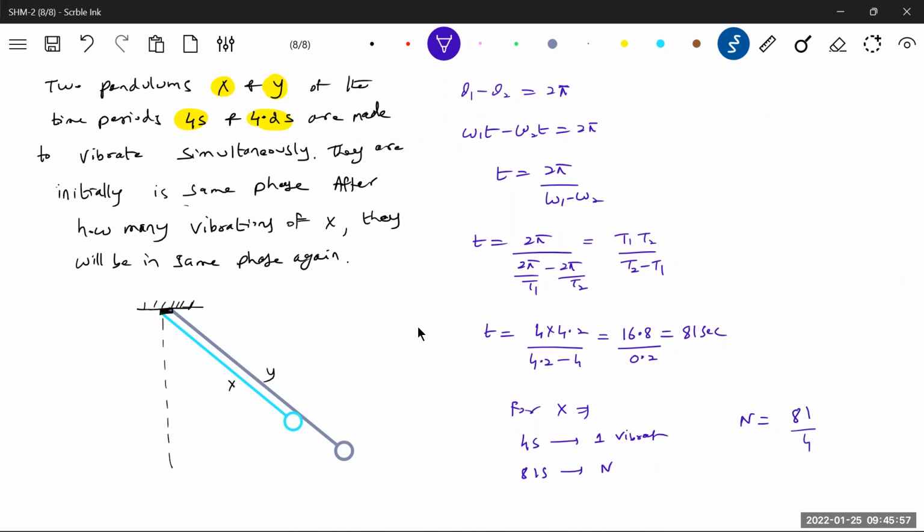time taken. 84 by 4. How much will it be? 21. After 21 vibrations of X, again they'll be in the same phase.